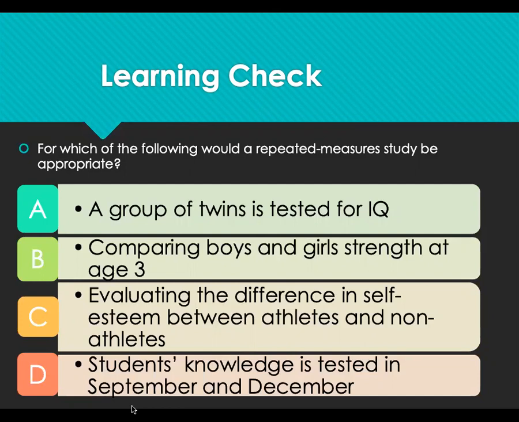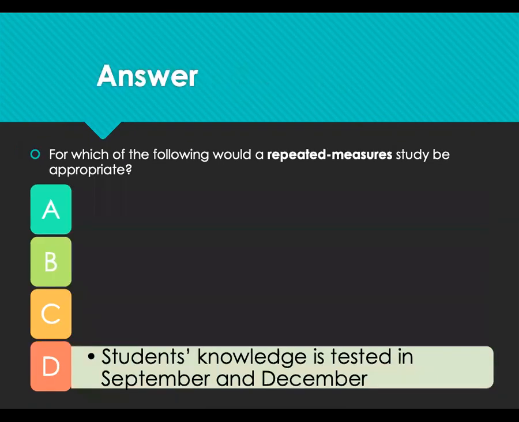A, a group of twins tested for IQ. B, comparing boys and girls' strength at age 3. C, evaluating the difference in self-esteem between athletes and non-athletes. And D, students' knowledge is tested in September and December. I'll give you a little moment here to see which one you'd choose. And the answer is D, students' knowledge in September and December.